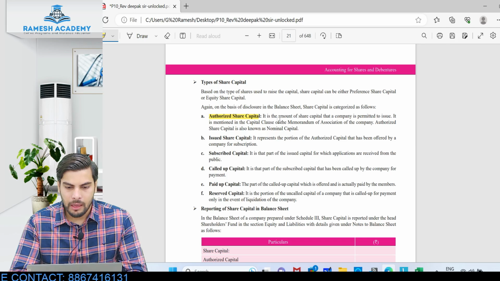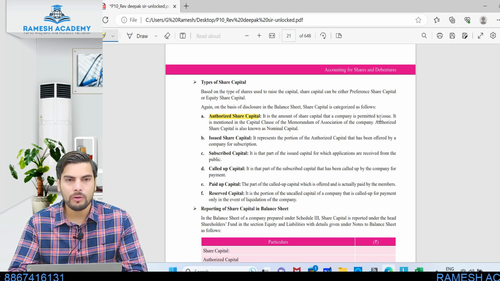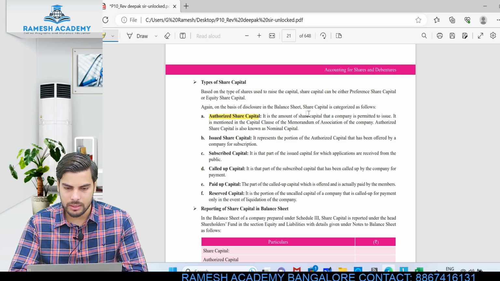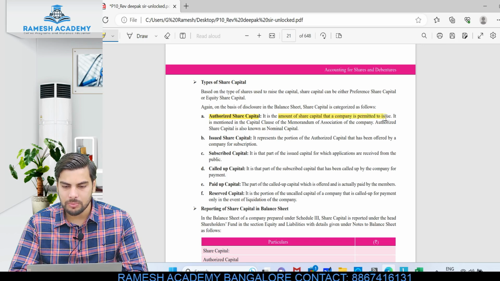Look at this. It is the amount of share capital that a company is permitted to issue. At no point of time can the company issue more than what it is authorized, so that is why it is called authorized share capital. So what is authorized share capital? This is nothing but the maximum shares which the company has got authority to issue. At no point of time can the company issue more than this authorized number of shares. So it is the amount of shares or capital that the company is permitted to issue.